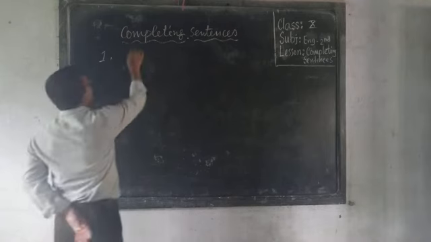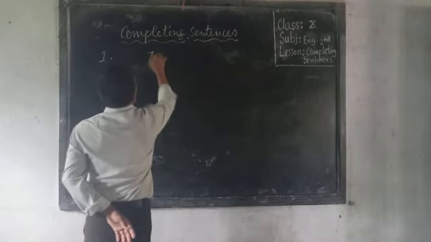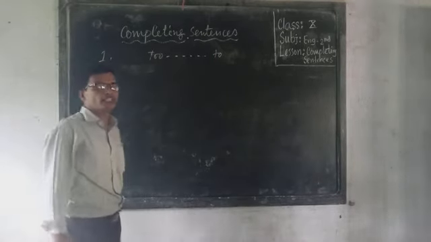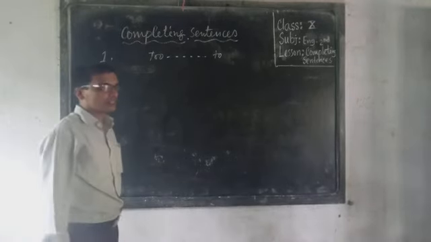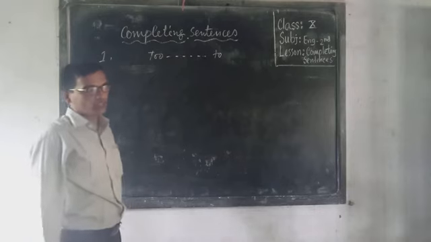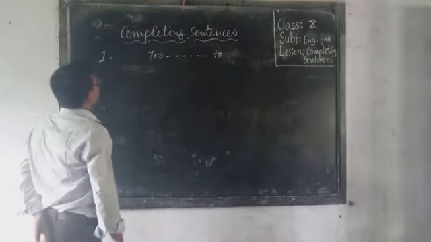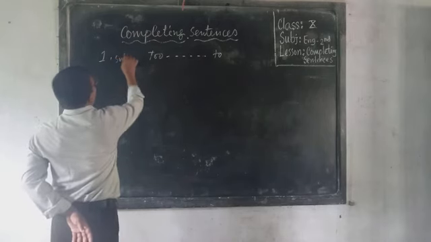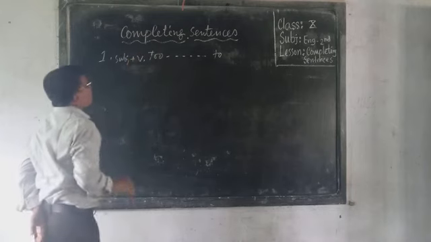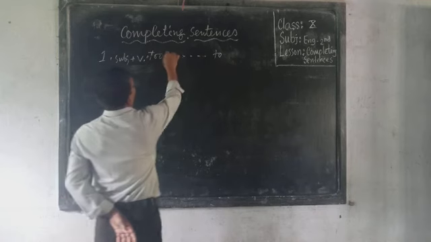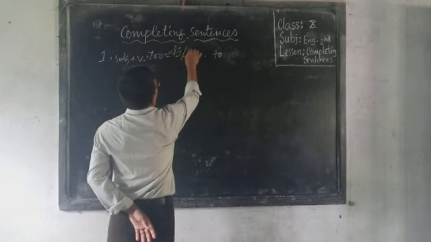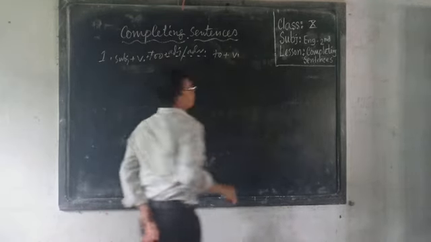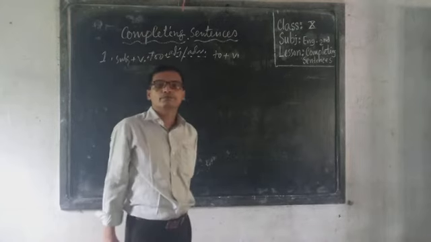The structure is "too ... to". Students, when you will see this type of structure in your question paper, we have to put before "too" subject plus verb plus "too" plus adjective or adverb, and then "to" we have to put V1, that means base form of verb.